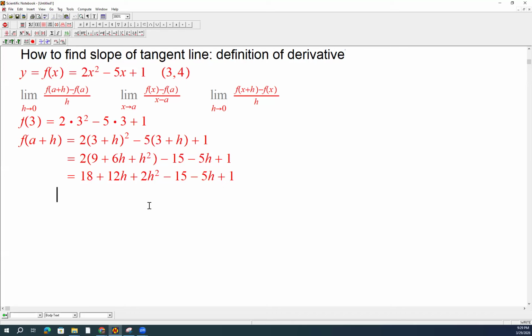Let's just be patient. Okay, so these are not very difficult to do, but we have to be patient to get it right. Okay, so 2h squared, and we have plus 7h, negative 15 plus 1, that's negative 14. Okay, negative 14 plus 18, that's a plus 4. Okay, let me just double check. Okay, that's correct.